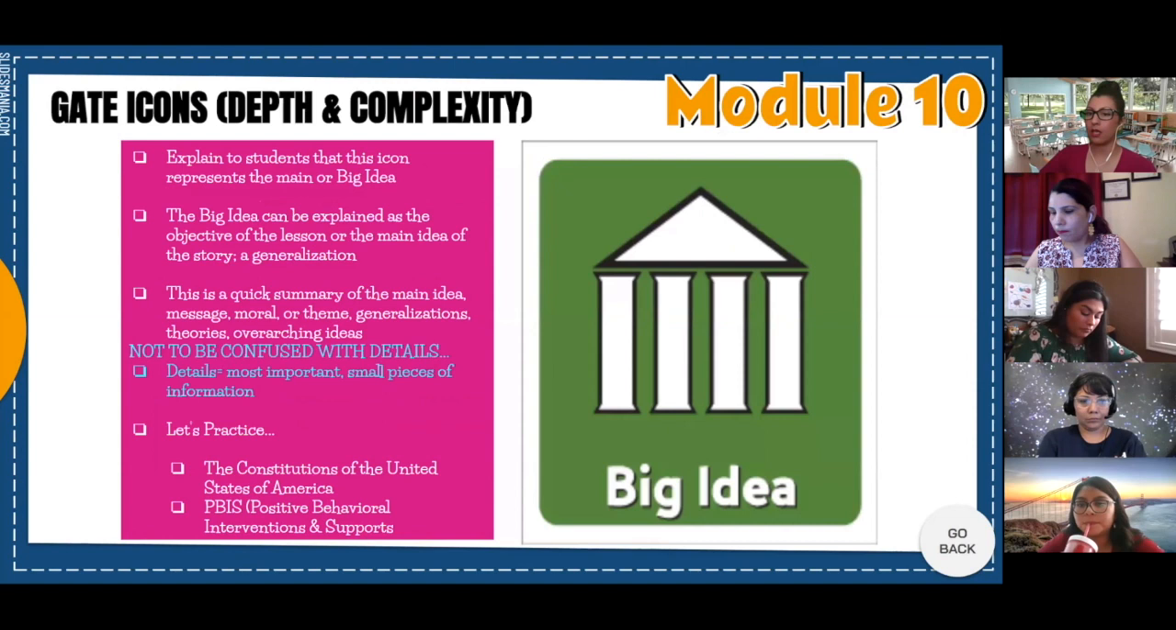Any questions on the language of the discipline or the details icon before I move on to the big idea? Okay. All right, so now the big idea.